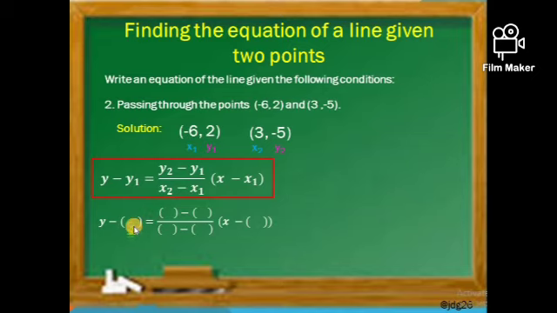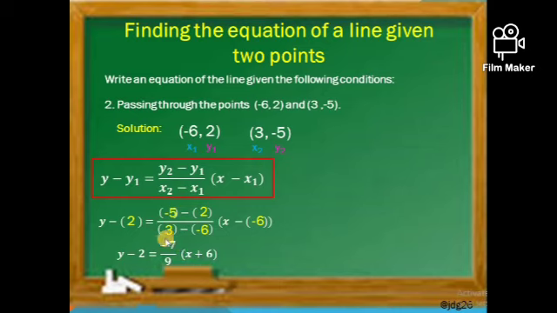Y sub 1 is positive 2. Y sub 2 is negative 5. Y sub 1 is positive 2. X sub 2 is positive 3. X sub 1 is negative 6. And negative 6 sa x sub 1. Simplify lang natin. So, we have y minus 2 equals negative 5 minus 2 is negative 7. 3 minus negative 6 is positive 9. Magiging plus na to. So, we have positive 9. And then, x minus negative 6 is x plus 6.